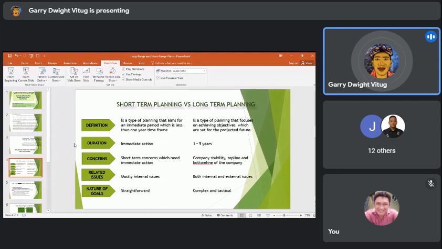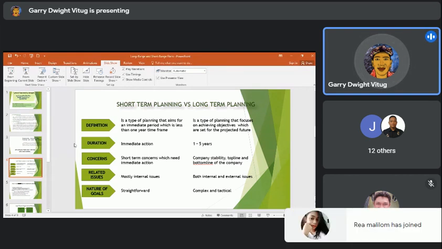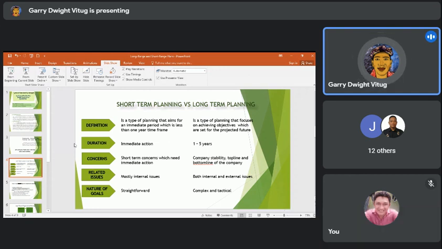However po, in long-term planning din, the company focuses on both external and internal issues that might have an impact on the business. These external issues may involve political situation prevailing in the country po, global economic changes, etc. Therefore po, we can consider this also as a major difference between short-term planning and long-term planning. So besides, short-term goals are very straightforward, whereas long-term goals po are complex and much more tactical po.